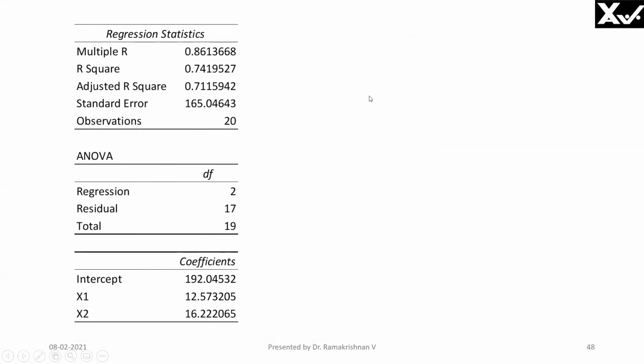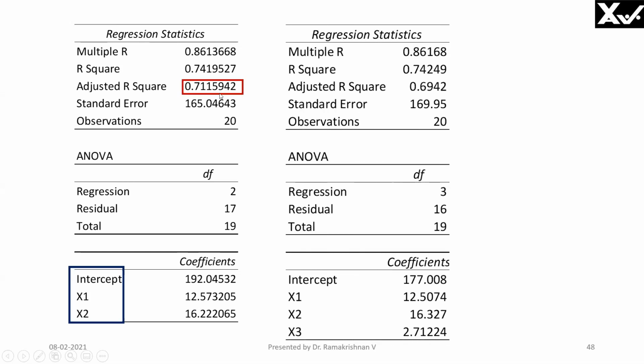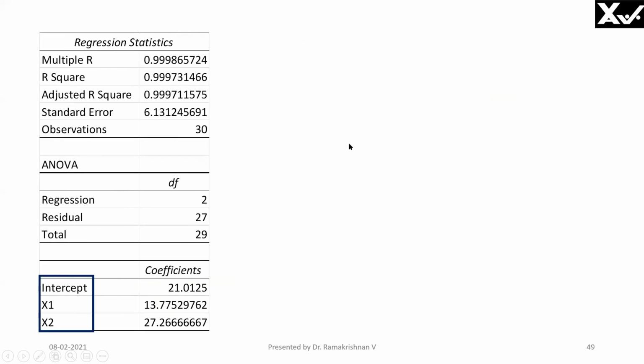This is the comparison for the first case. See, the intercept is 192, then 12.57 and 16.22 for the prediction equation. This is the adjusted R squared value for two variables. For the second case, the equation is given here: 177.0, 12.5, 16.32, and 2.7. And then the adjusted R squared has decreased. So the decision we have made is okay. We will see again for the second case.